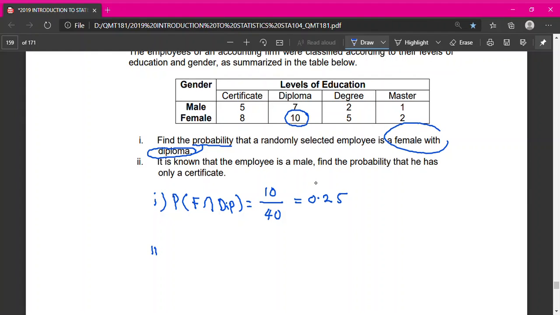Okay, tengok soalan kedua. It is known that the employee is a male. Find the probability that he has only a certificate. Okay, so kalau macam ni ayat dia, ini adalah conditional probability. Yang disebut kat depan ni adalah given. Dia nak cari probability that he has a certificate, so nak cari probability of certificate. Tapi dia dah bagi tahu dulu given ni. Maksudnya, given the employee is a male. So, certificate given male.